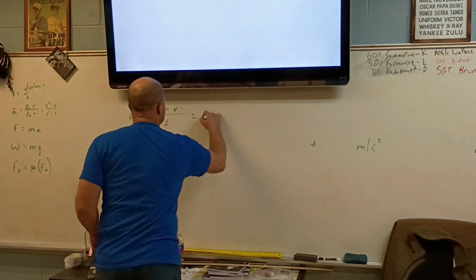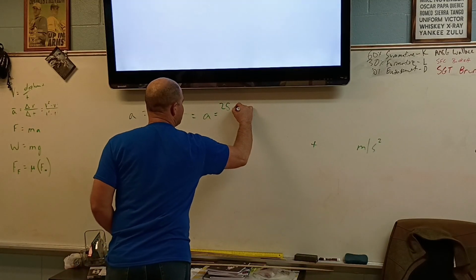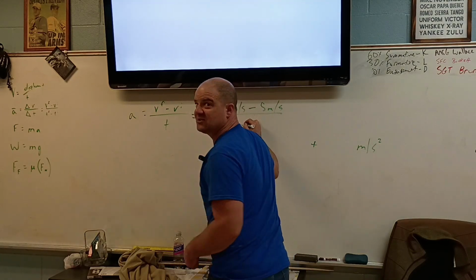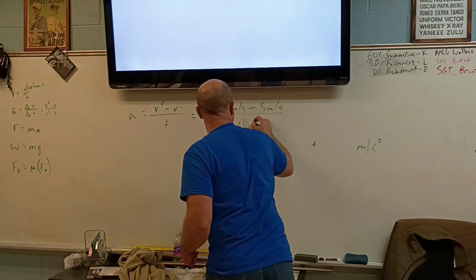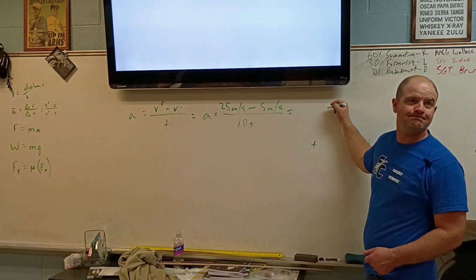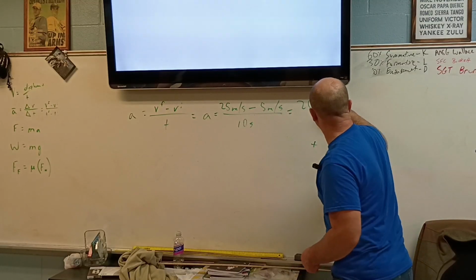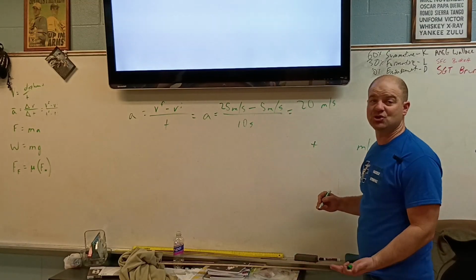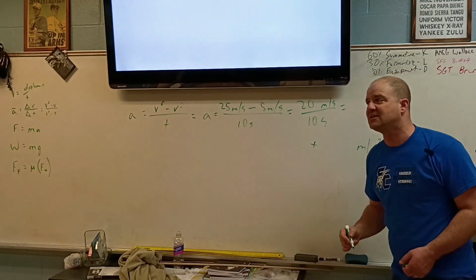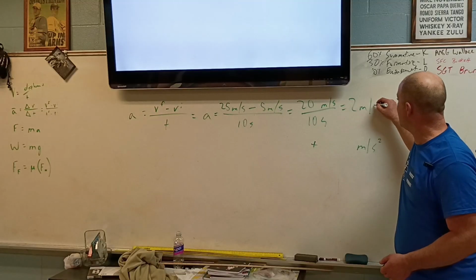Okay, so the next step, we're still looking for acceleration. We have 25 meters per second minus 5 meters per second divided by, what's the time? 10 seconds. Okay, so we keep going down. We'll solve for the numerator. 25 minus 5 is 20. 20 what? Meters per second. That's the change in velocity divided by 10 seconds still. Okay, what's 20 divided by 10? 2. 2 what? Meters per second.